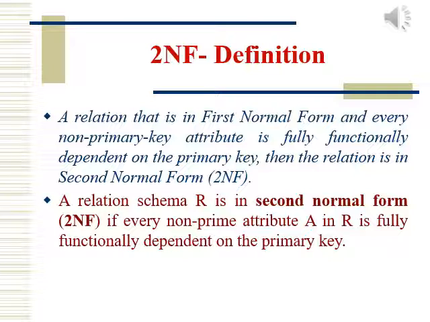A relation schema, let's suppose capital R, is in second normal form if every non-prime attribute, let's suppose capital A, in that relation R is fully functionally dependent on the primary key.